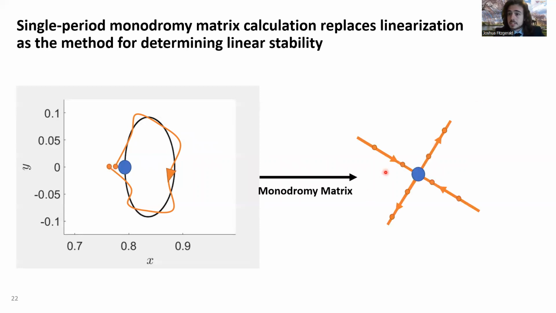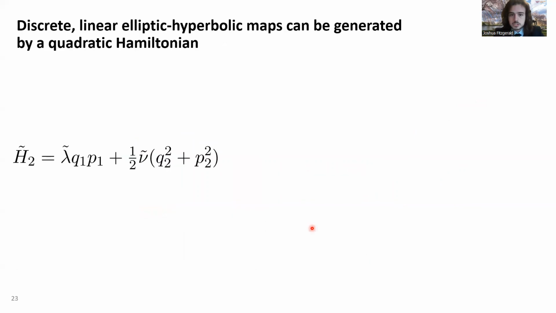And there's a technique that allows us to get a linear picture of what this looks like in the vicinity of the Lagrange periodic orbit in its monodromy matrix calculation. So here's an interesting mathematical result that ties kind of everything together.